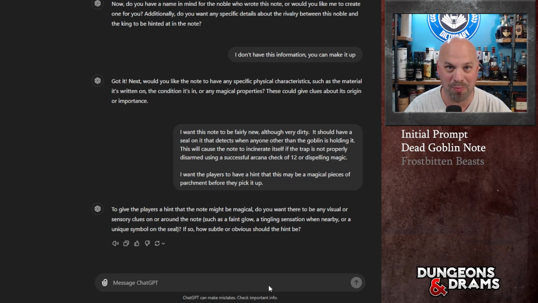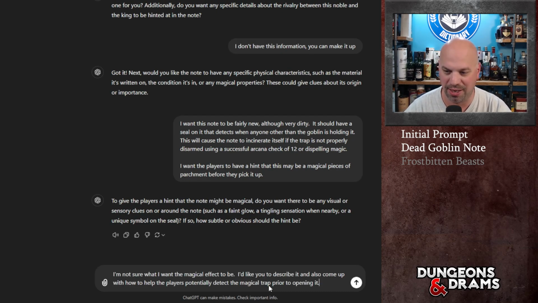It asked me if I want to give the players a hint as to how to detect if this thing's magical, like if I have any preference of how I want that to be displayed. I kind of don't, so I'm going to just tell it to make up whatever it wants, but I'm also going to ask it to give me a way to help the players detect it. What kind of check should I be looking for here? Is it going to be an investigation while they're checking out the rest of the goblin, or is it going to be they pick up the note and, before they open it, they see it shimmer or something like that? I'm not sure what I want the magical effect to be. I'd like you to describe it and also come up with how to help the players potentially detect the magical trap prior to opening it.